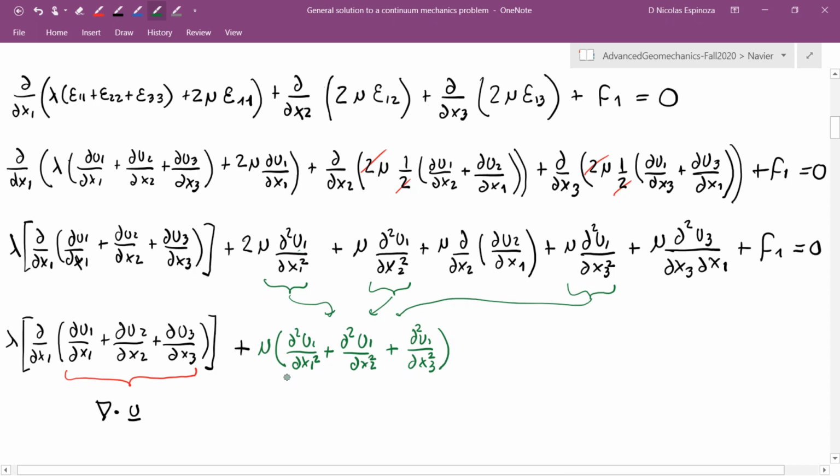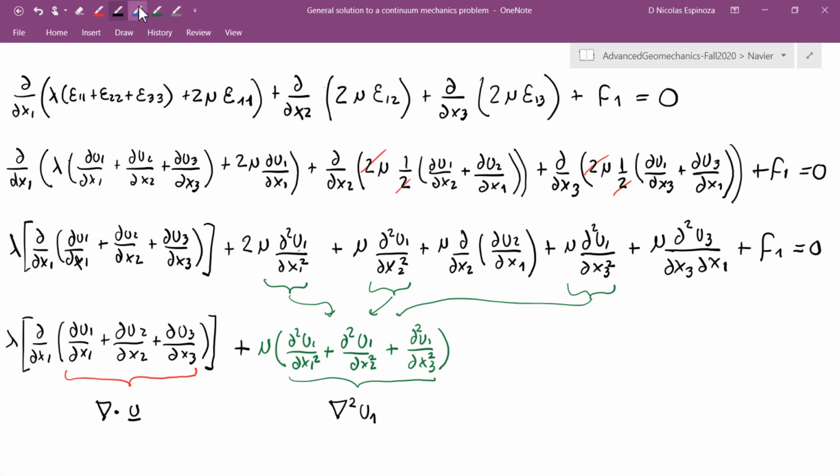What we have in here can be simplified to the Laplacian of displacement 1. Notice that it's second derivatives of displacement in direction 1 with respect to each of these directions, and all of that added up. And remember that we have a shear modulus over there. And let's see what is left.